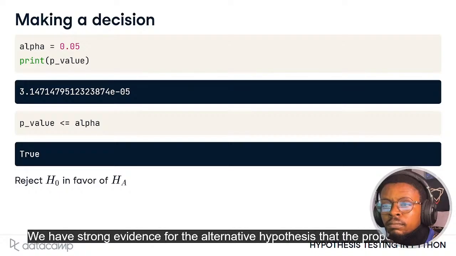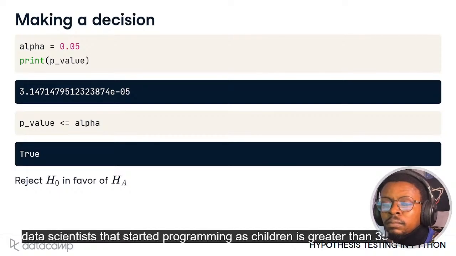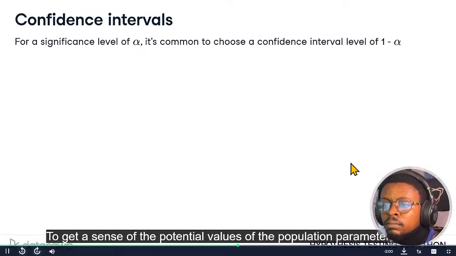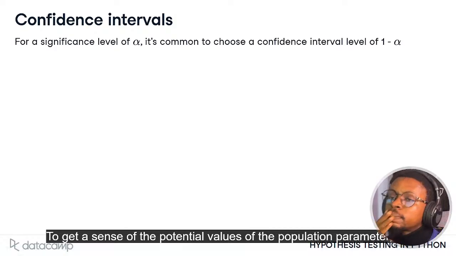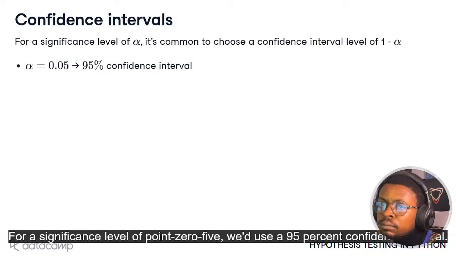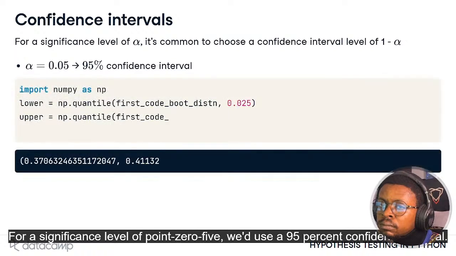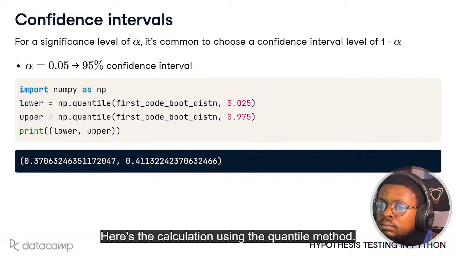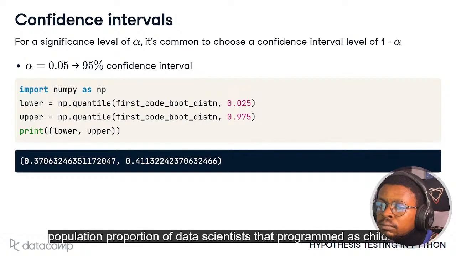We have strong evidence for the alternative hypothesis that the proportion of data scientists that started programming as children is greater than 35%. To get a sense of the potential values of the population parameter, it's common to choose a confidence interval level of 1 minus the significance level. For a significance level of 0.05, we'd use a 95% confidence interval. Here's the calculation using the quantile method. The interval provides a range of plausible values for the population proportion of data scientists that programmed as children.